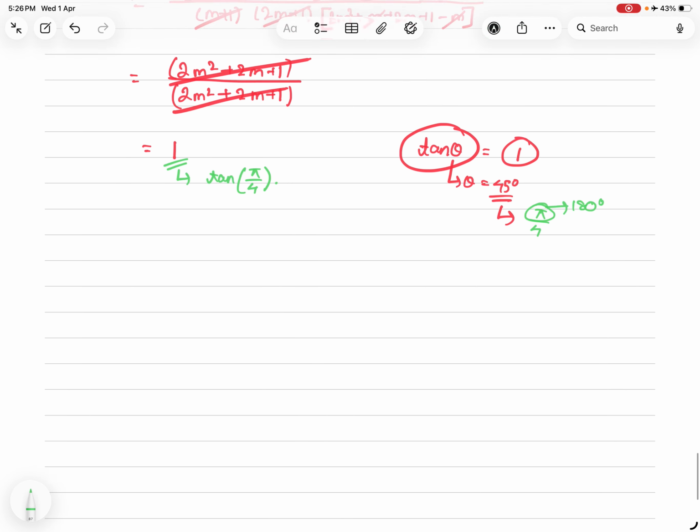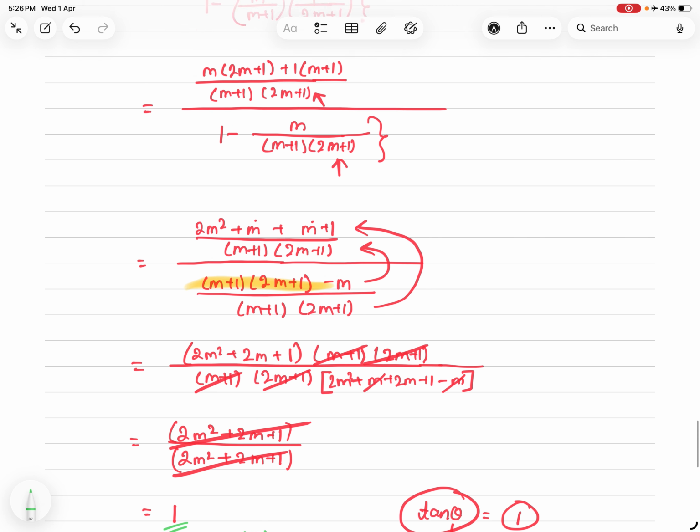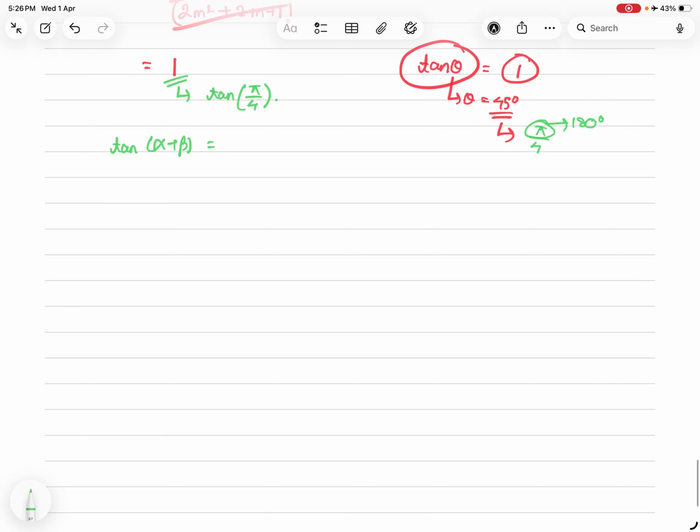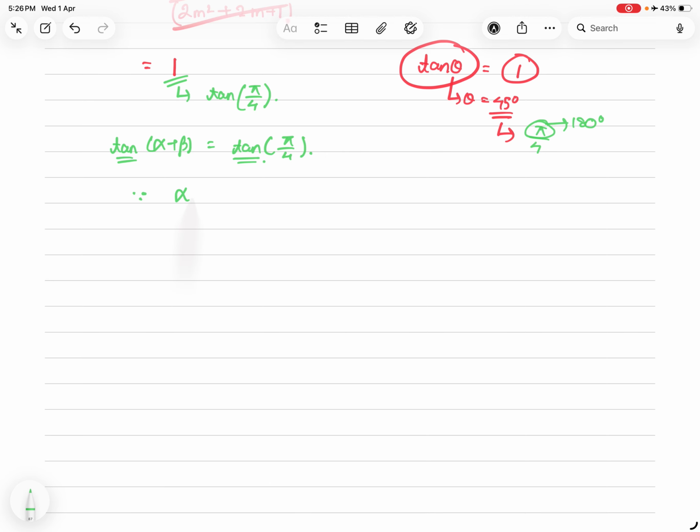Now look at my next step. In the last step you can just write that we have proved that tan of alpha plus beta, how am I getting this? From here, this thing is equal to, at the end what did we get? 1, so tan pi by 4. We have got that. Now you can get rid of the tan, therefore we can prove that alpha plus beta, we'll get rid of that bracket, it's not needed, alpha plus beta is equal to pi by 4, hence proved. This is how you're supposed to solve this question.